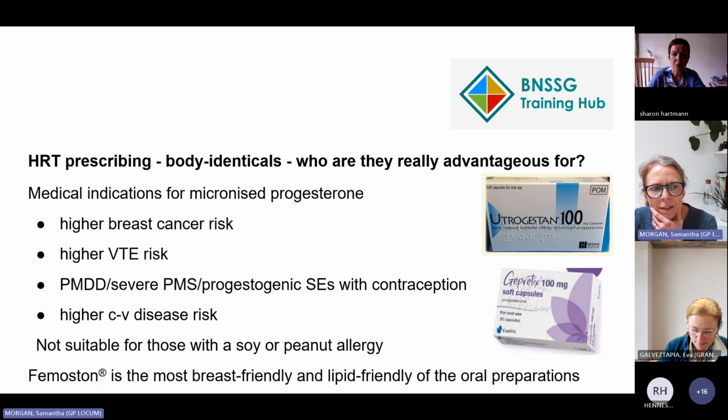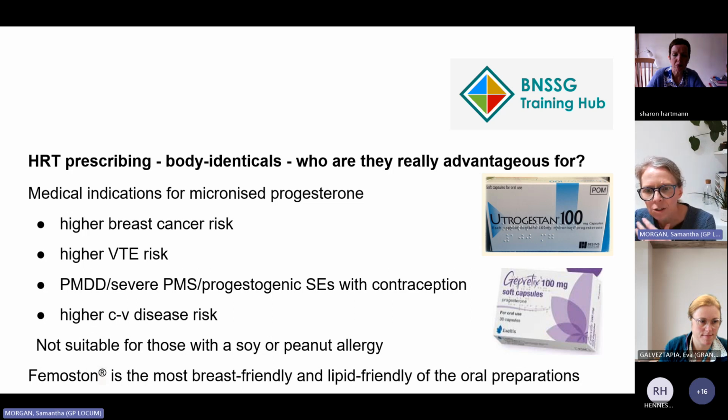As we've mentioned already, body-identical HRT is so popular these days. We're seeing so much desire from women to be using these as a first line. There's a lot of hype, but they do certainly seem to suit some women better. There are some medical indications where these products are better.